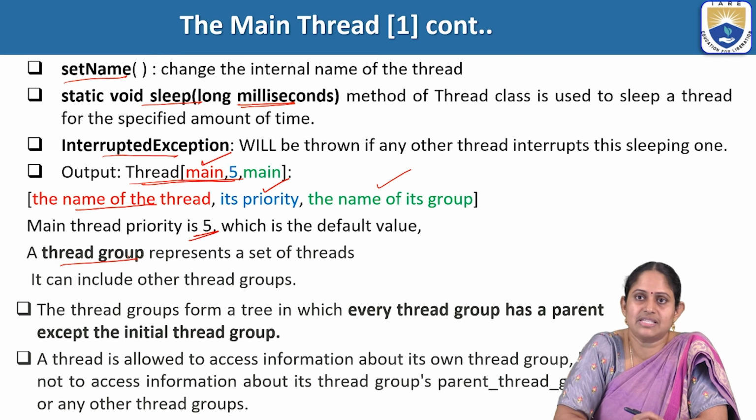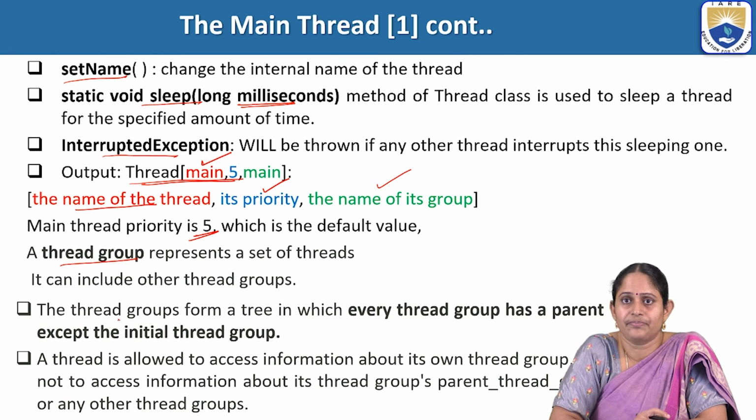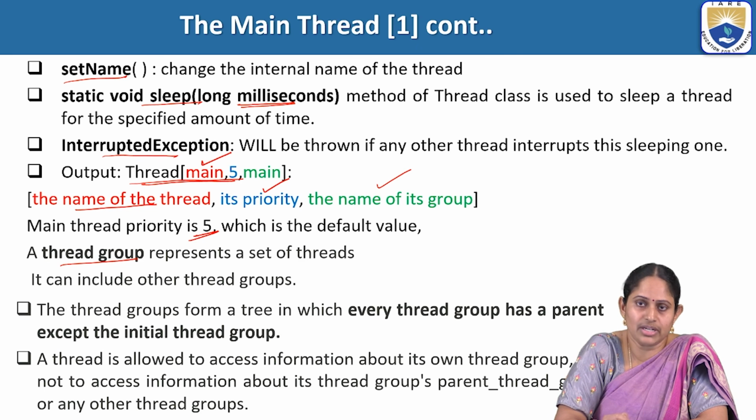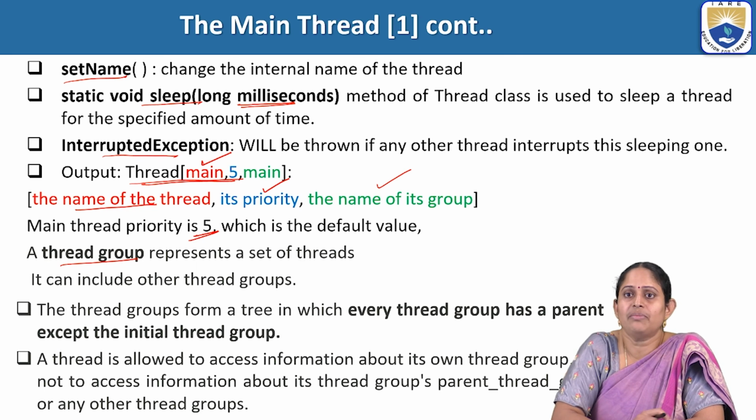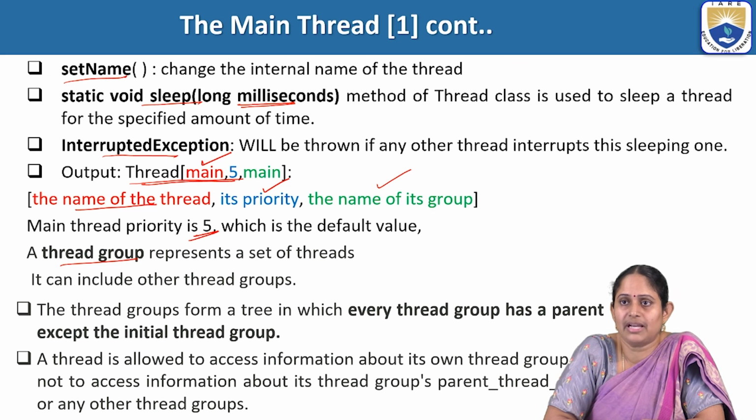The thread group represents a set of threads which can again be included in other thread groups, and it forms a tree in which every thread group has a parent except the initial thread group. A thread is allowed to access information about its own thread group, but not to access information about its thread group's parent thread group or any other thread groups.